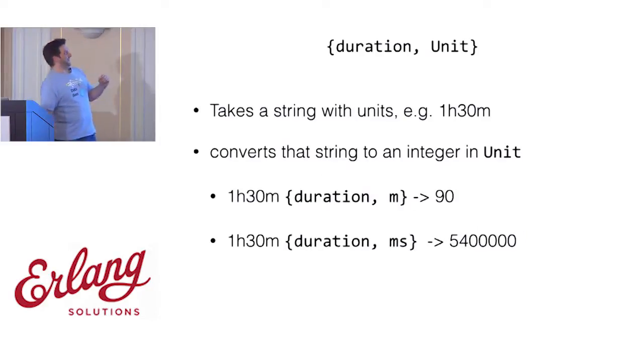Duration, this is my favorite. So you call something a duration and you give it a unit. That is the base unit it wants to convert this thing to. So the value is a string, and it's got these units in there, like 1h 30m. It's an hour and 30 minutes. And it uses that unit variable up there to figure out what it's converting that to. So if you want to do 1h 30m in minutes, you're going to get 90. If you want to do it in milliseconds, you're going to get 5.4 million.